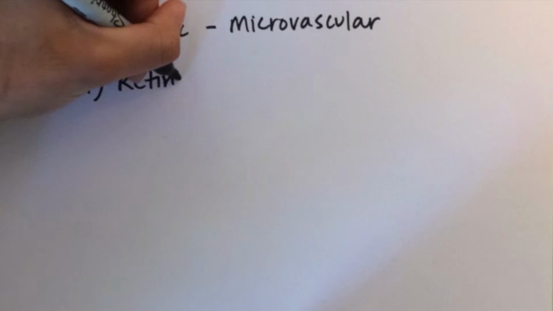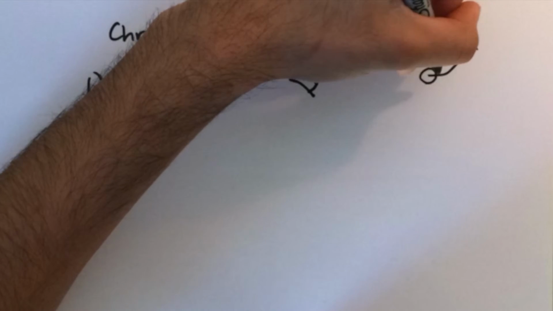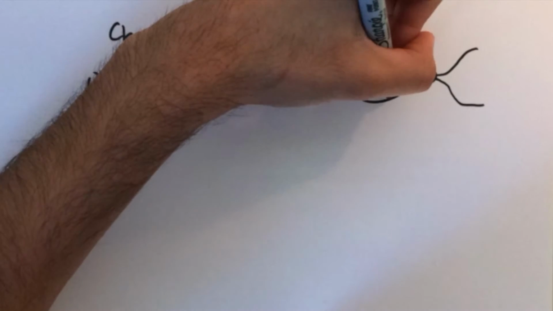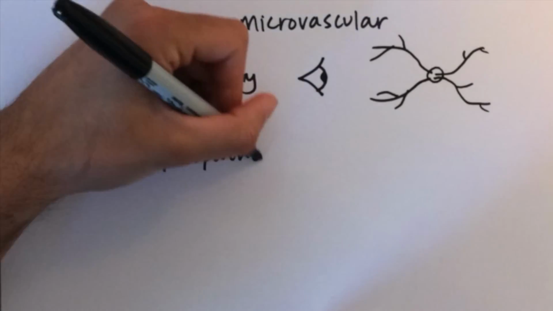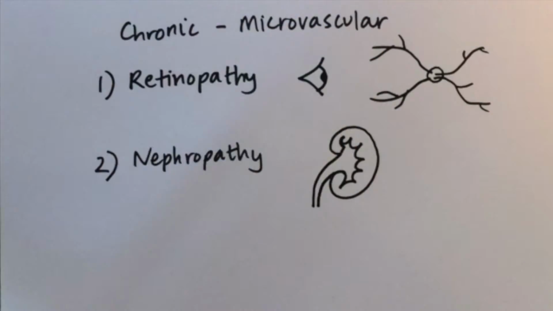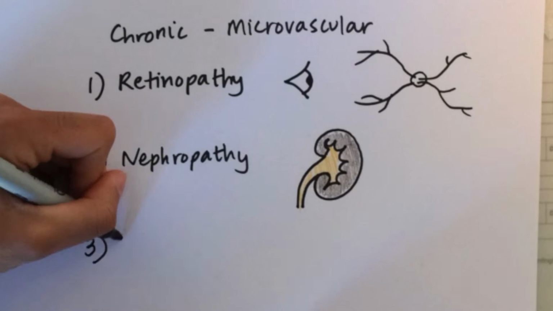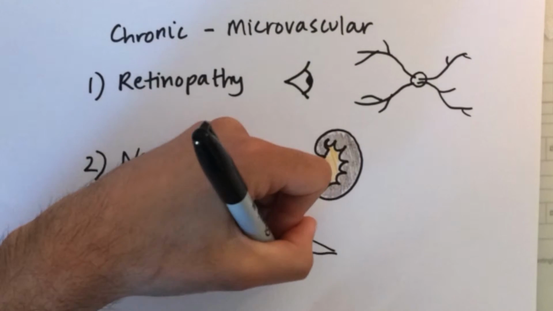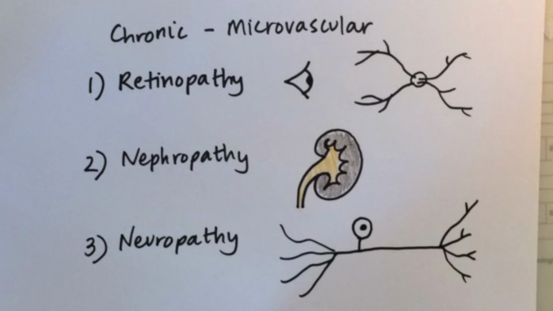Damage to the microvasculature in diabetes affects three organs. Firstly, the retina, causing retinopathy. Diabetes can also affect the macula, and there's an increased risk of developing cataracts. Secondly, diabetes can affect the kidney, resulting in diabetic nephropathy. And finally, diabetes can affect the sensory nerves, resulting in a peripheral neuropathy with a glove and stocking distribution.